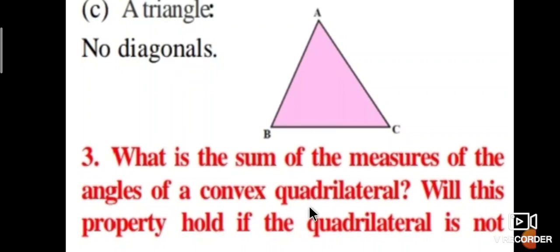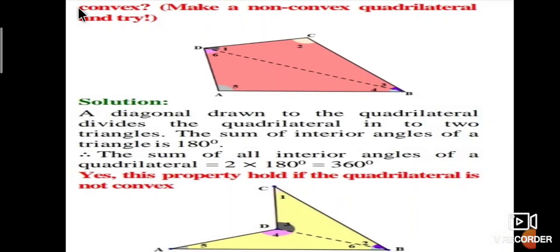Okay, next is the third question, students. Write down: What is the sum of the measures of the angles of a convex quadrilateral? Will this property hold if the quadrilateral is not convex? Make a non-convex quadrilateral and try.